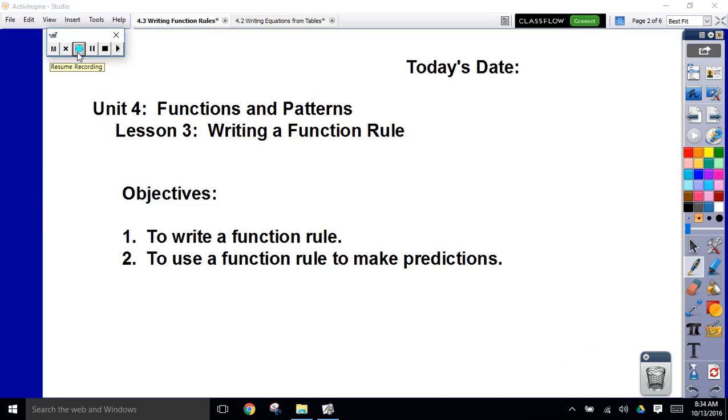Okay, today's lesson is on writing a function rule, and it's kind of similar to what we did. You were writing function rules when you were writing equations for tables, but today's lesson is more like when we were writing expressions. Writing function rules is kind of the same idea. We're going to be writing equations. And our objective is just to write a function rule and then to use function rules to make predictions.